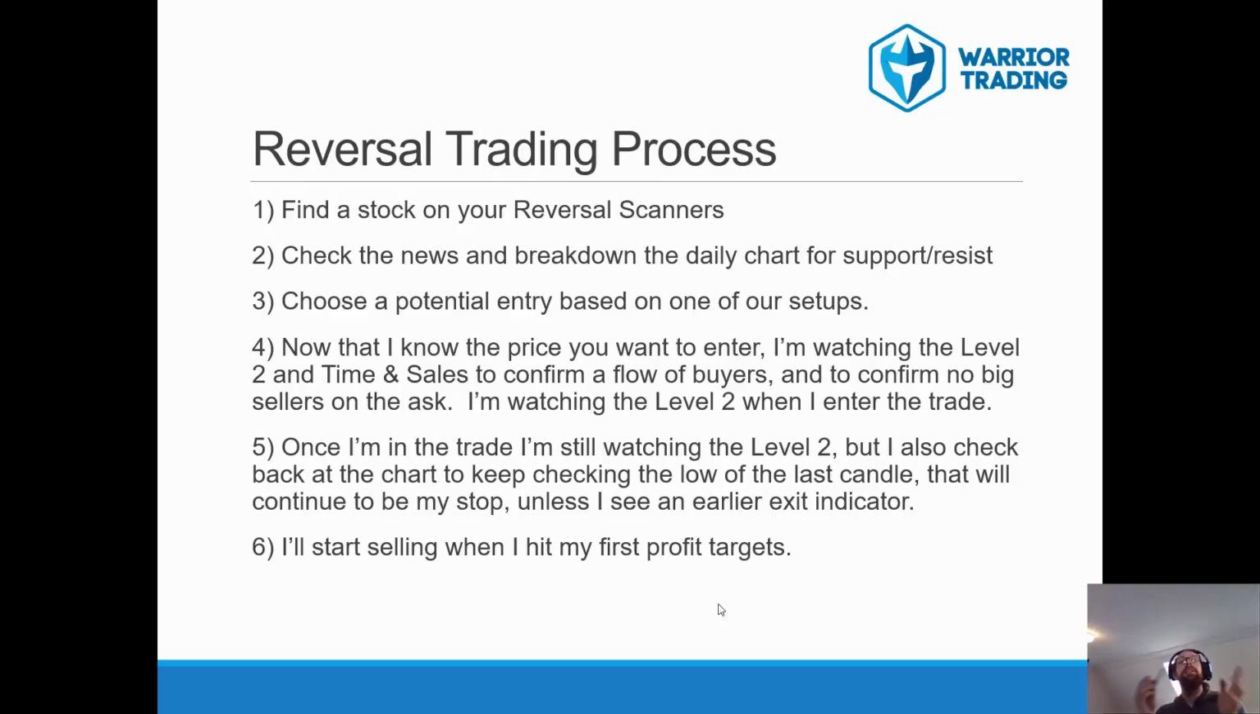Number 5, once I'm in the trade, I'm watching the level 2. But I also check back at the chart and keep checking the low of the last candle. So when I get in a stock that's turning around, I'm checking the low of the last candle and I'm going to keep using that as my stop. So low of day is my stop. And then if we start moving up, the low of that last candle is my stop. And I just keep trailing my stop up. I'll start selling when I hit my first profit targets.